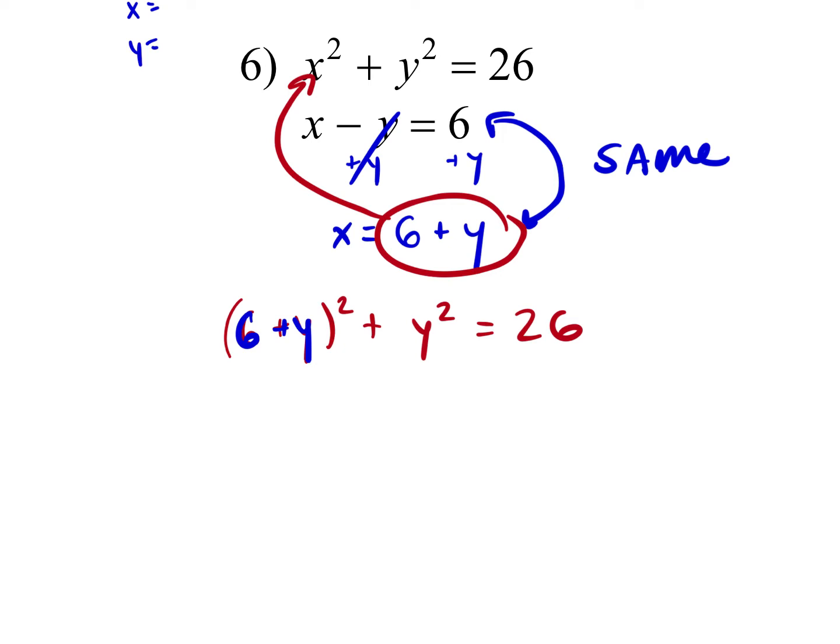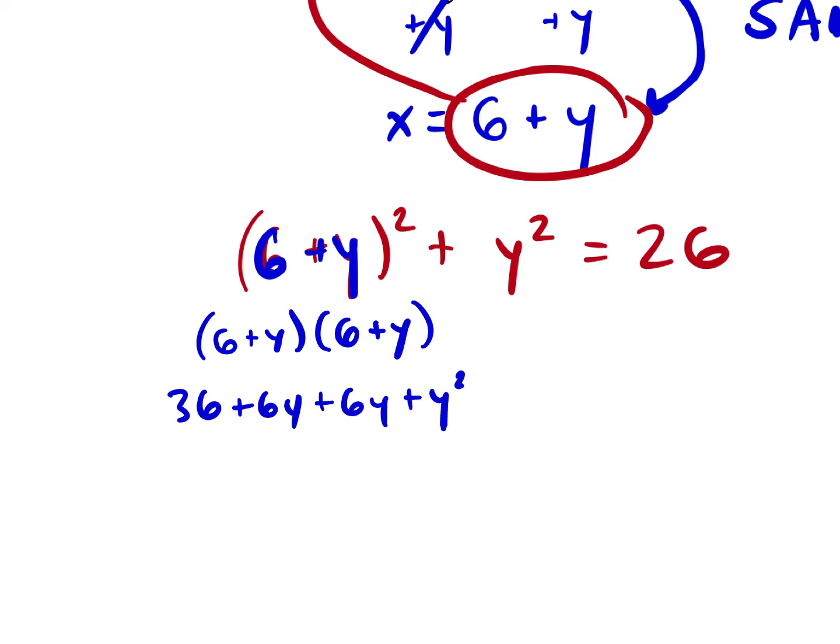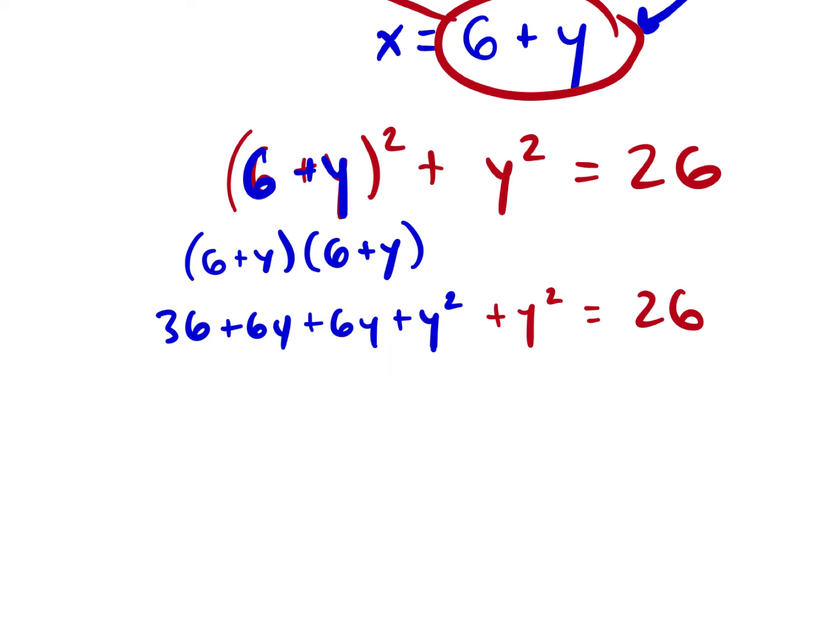How would I do 6 plus y squared? I have to FOIL. So we did one of these yesterday. We have to FOIL. We cannot just distribute the squared. So it's 6 plus y times 6 plus y. So we FOIL. We have 36 plus 6y plus 6y plus y squared. And then the rest of the equation stays the same. So plus y squared is equal to 26. We combine like terms. So I have 2y squared plus 12y.